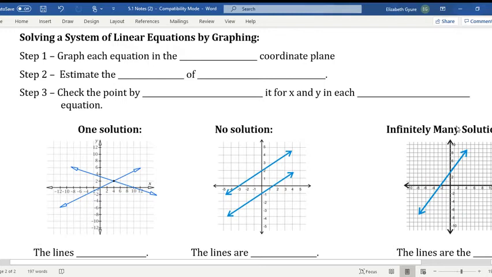Step one is to graph each equation in the x, y coordinate plane. So you're going to graph each equation on the coordinate plane first.